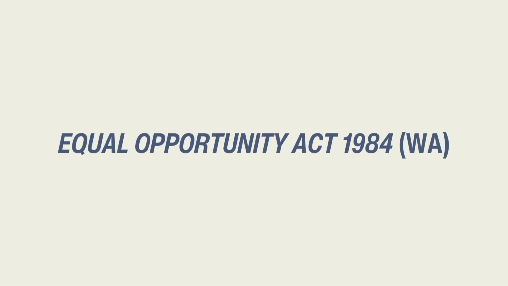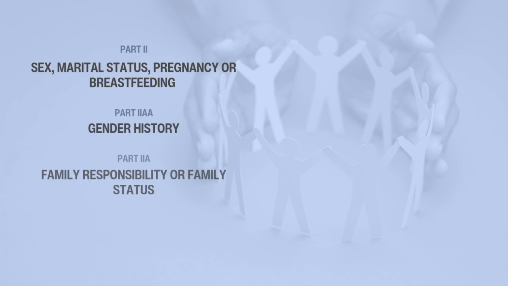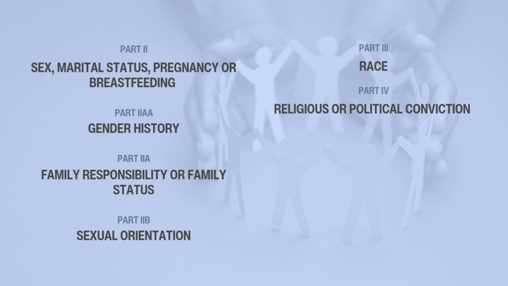Unlike the federal legislative framework, Western Australia's anti-discrimination laws are consolidated in one Act, being the Equal Opportunity Act 1984. The grounds of discrimination protected by the Act are sex, marital status, pregnancy or breastfeeding, gender history, family responsibility or family status, sexual orientation, race, religious or political conviction, impairment, age, and fine status.